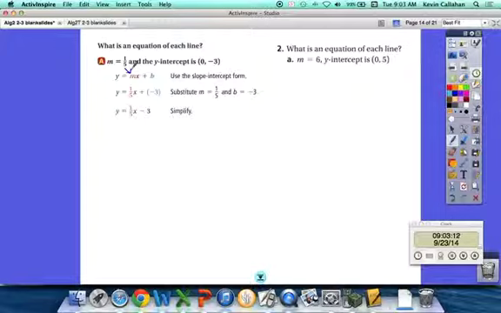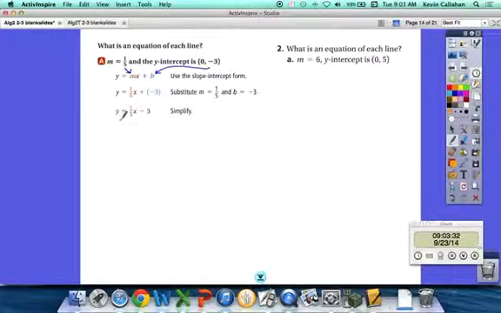Now the y-intercept, they're giving us coordinates, right? It says (0, -3). So which is the number that's getting plugged into the y-intercept? The -3, right? Remember, the 0 is because on the y-axis, x is always equal to 0. That's what you expect. So you plug that in here.